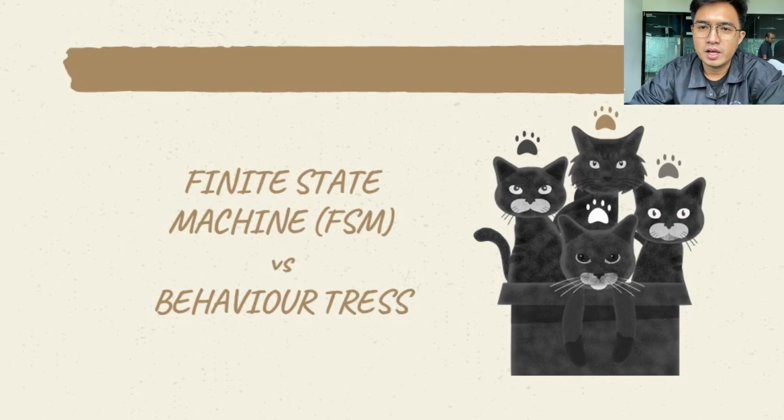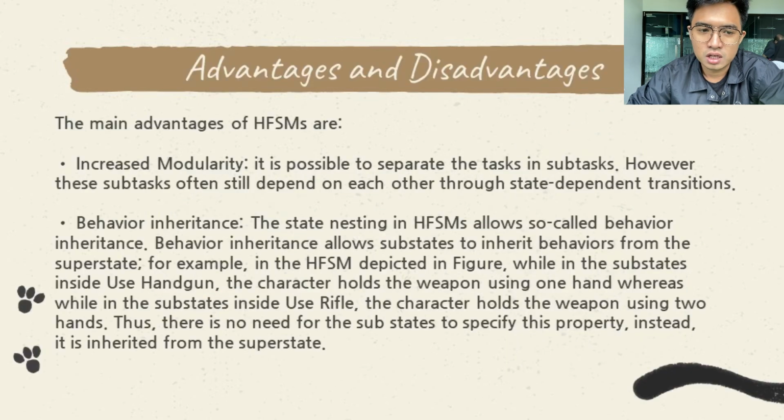I will explain the advantages and disadvantages of finite state machines (FSM) versus behavior trees. The main advantage of finite state machines is increased modularity. It is possible to separate the tasks into subtasks. However, the subtasks often still depend on each other through state-dependent transitions.